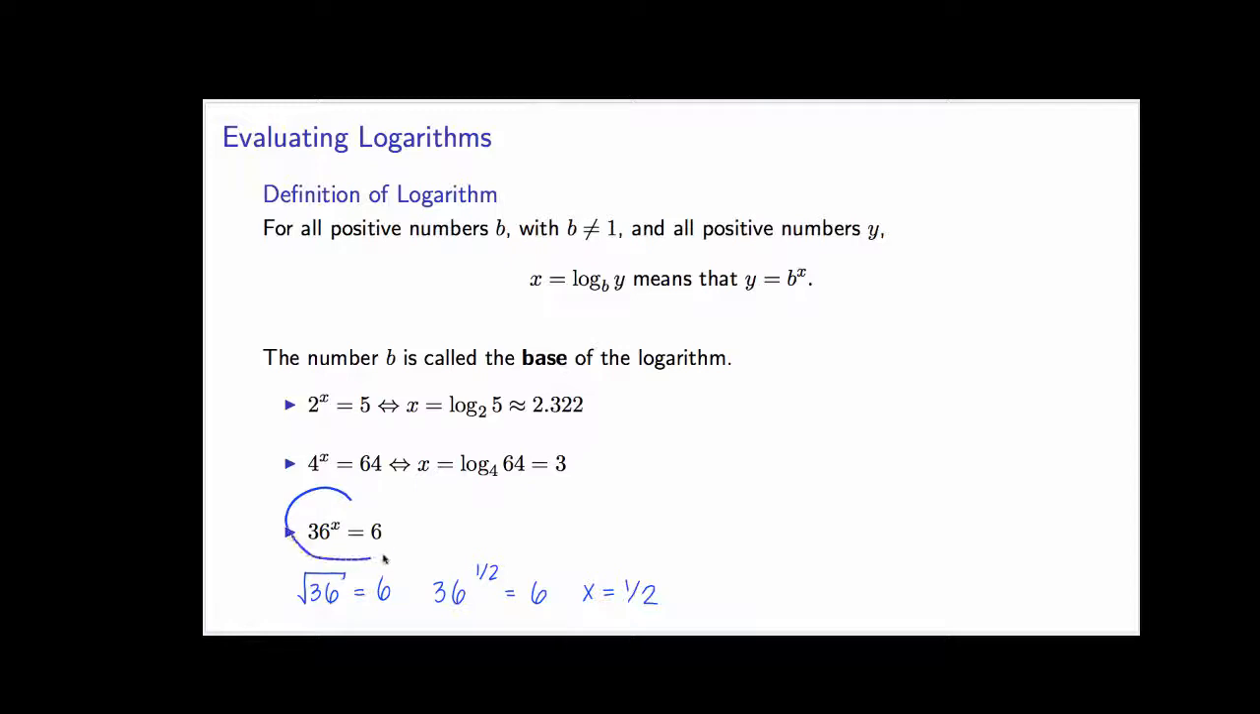Let's take this exponential equation, 36 to the x equals 6, and convert it to logarithmic form. Here our base b is 36, and our y value is 6. So rewriting this exponential equation in logarithmic form gives us x is equal to the log base 36 of 6, which we know is equal to 1/2, again because 36 to the 1/2 is equal to 6.